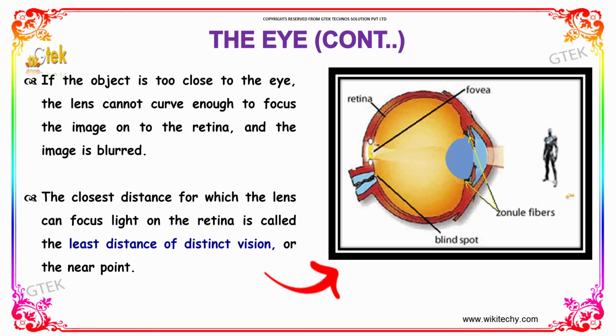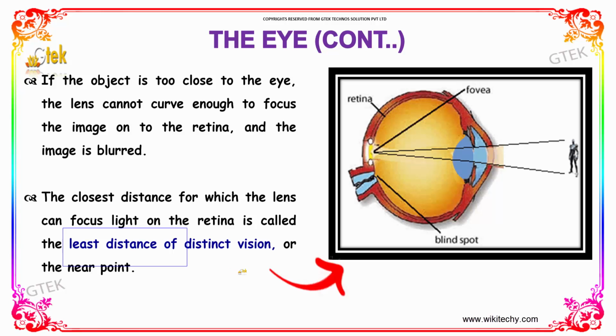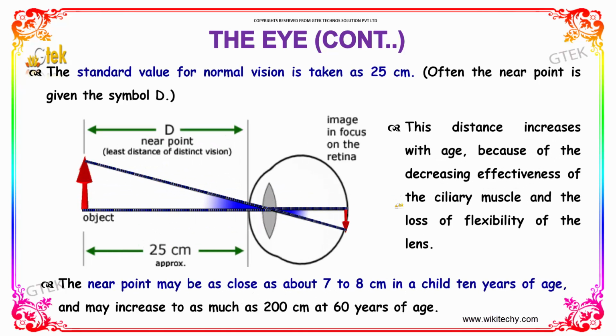The closest distance for which the lens can focus light on the retina is called the least distance of distinct vision, or else we can call it the near point. So this region is considered as a blind spot. The standard value for normal vision is taken as 25 cm, which is the often near point, and it is denoted by the symbol capital D. So this one, which you can see over here, is the least distance of distinct vision.